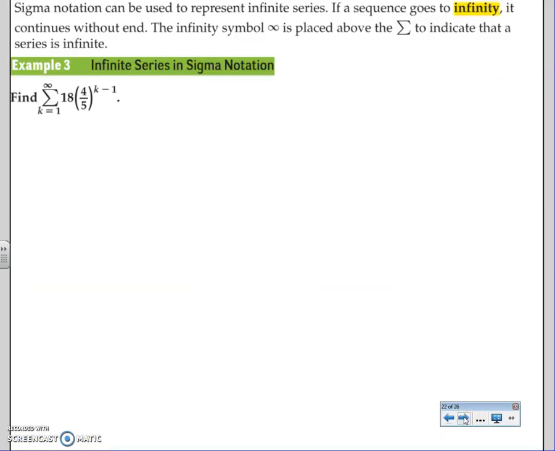So sigma notation can also be used to represent infinite series. The sequence goes to infinity. The infinity symbol is placed above the sigma sign to indicate that the series is infinite. So we're going to do the same thing here. First we have to find r. R is 4/5. That's less than 1, so it is convergent. That's good. We could find the sum.